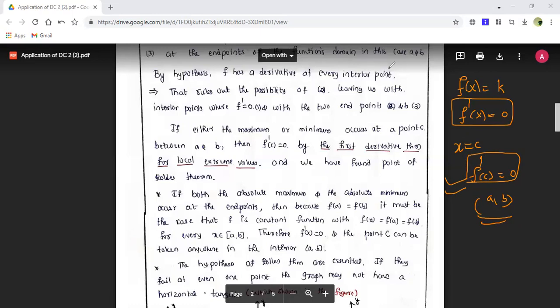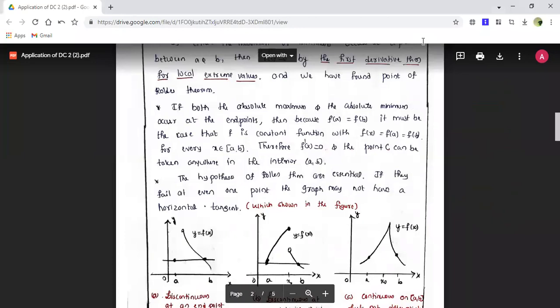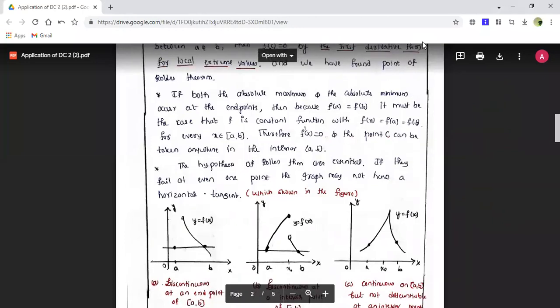I'll give you one important note with respect to Rolle's theorem. Whatever hypotheses we studied in Rolle's theorem are very, very essential. If at least one fails, even at a single point, then we will not get the horizontal tangent, or you can say Rolle's theorem fails. So what are the essential points? The given function f of x has to be continuous in the closed interval ab, it has to be differentiable in the open interval ab, and f of a is equal to f of b.